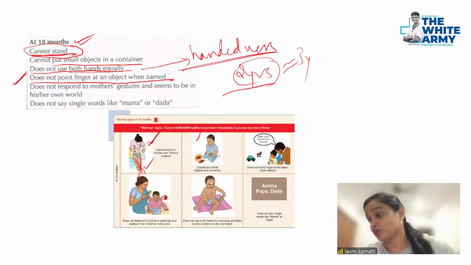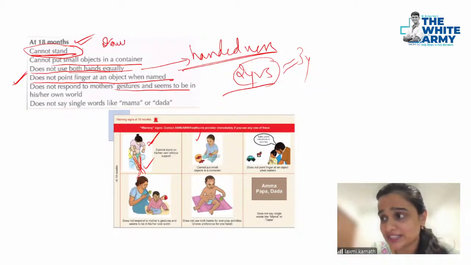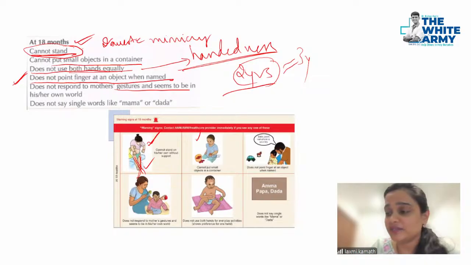Okay, does not respond to mother's gestures and seems to be in his own world. So generally by 12 months, the child comes when called, and the child will know everything that the mother is doing. Maybe even at 18 months, the domestic mimicry starts. That means the child will be doing everything that the mother does. So if nothing of this is happening, and if the child is lost in his own world, this is again probably an early sign of autism.